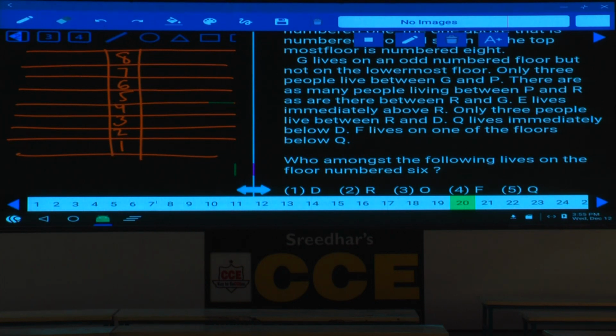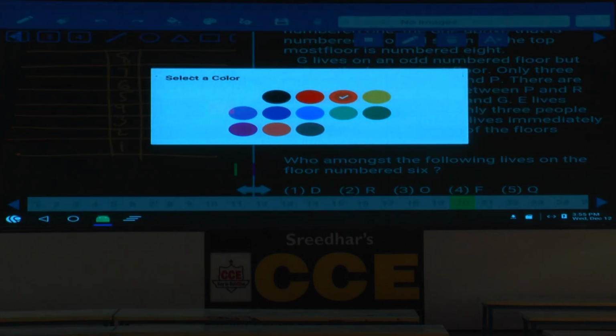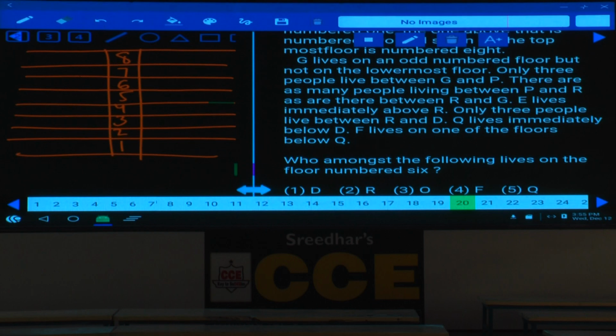G lives on an odd number floor, but not on the lowermost floor. Tell me how many possibilities do we have? We have some 3 possibilities. G cannot be on the first floor, but G can be either on the 3rd floor, 5th floor, or the 7th floor. As of now, we can represent only 2 possibilities here. Hence, G can be on the 3rd or on the 5th floor.